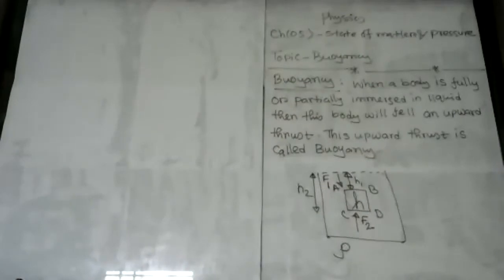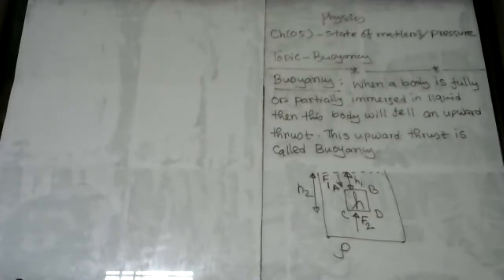Because of F1 and F2 acting here, the net resultant thrust that is applied on this body, my dear student, is called buoyancy. So buoyancy is nothing but what? Buoyancy is nothing but the net upward thrust, the resultant upward thrust that is applied on this body due to pressure. And this is called buoyancy.